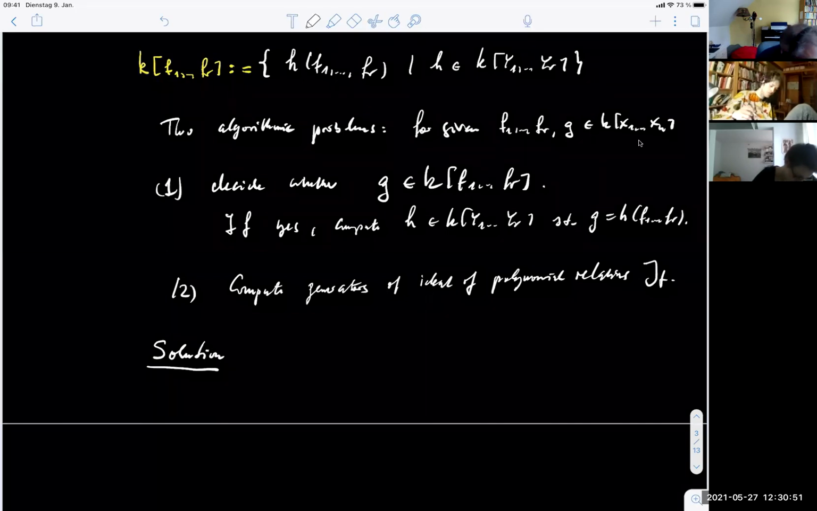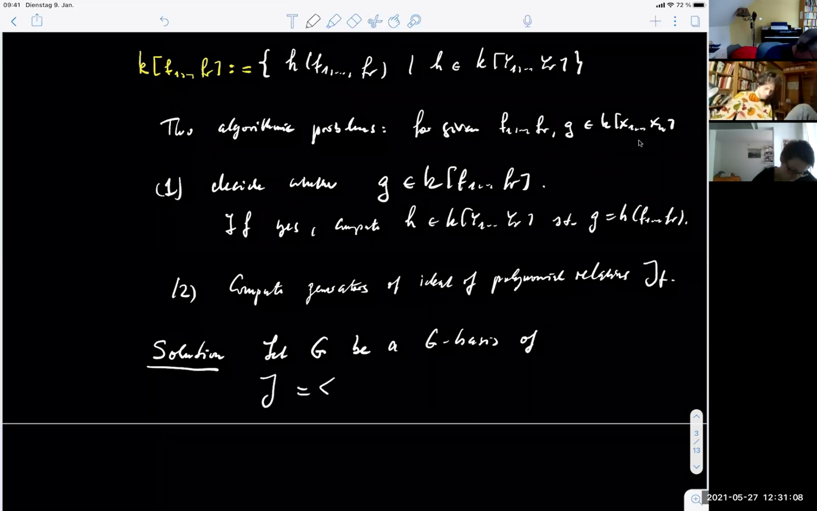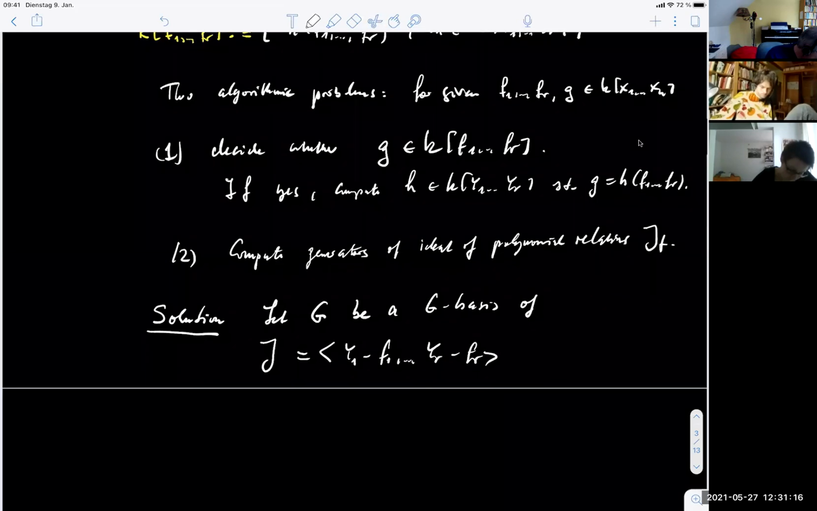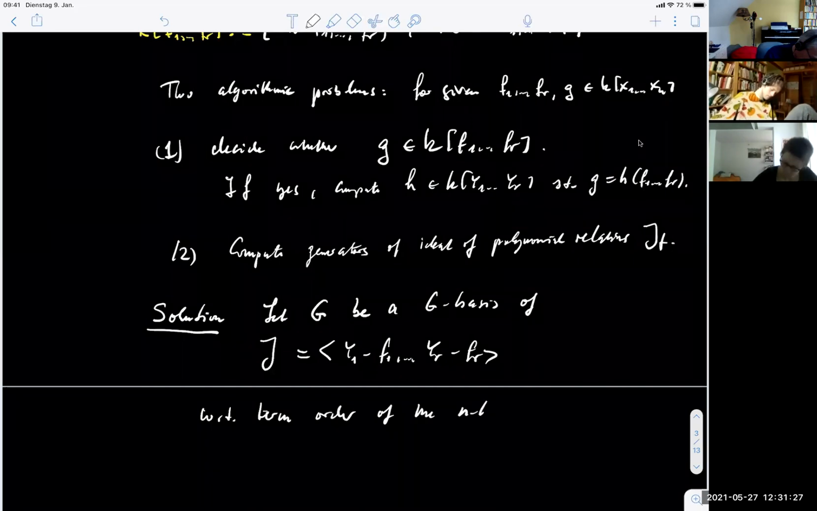Solution. So I compute the Gröbner basis, but I have to choose the right term order. Let G be the Gröbner basis of my J. It's the same J as always. I can write it for the sake of completeness. With respect to a term order. It must be an elimination order, of the nth elimination type. Actually, I don't like this name, but I still say it.